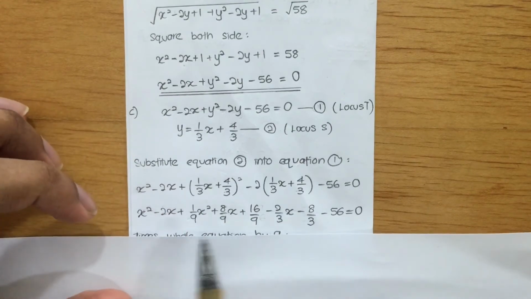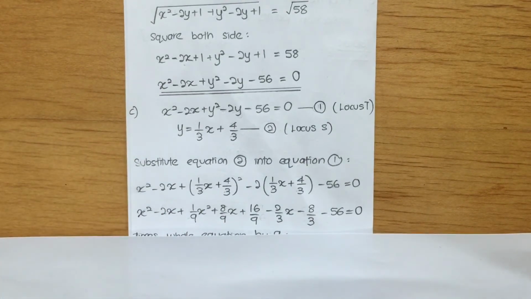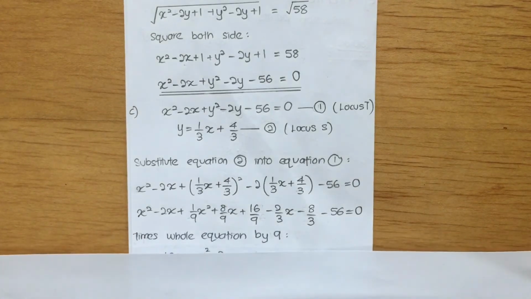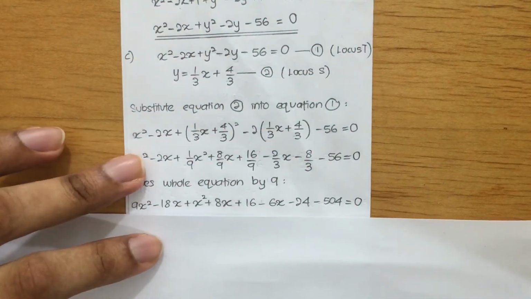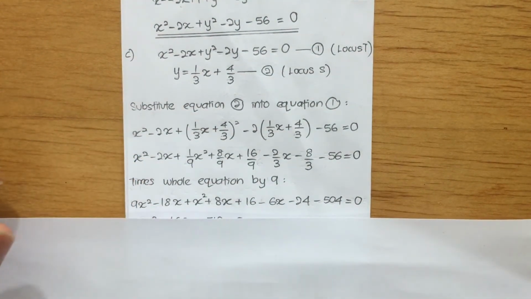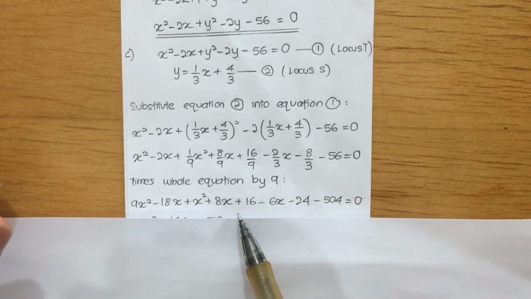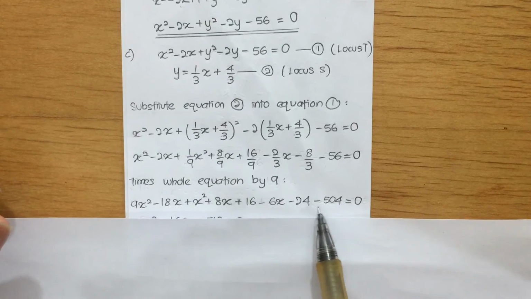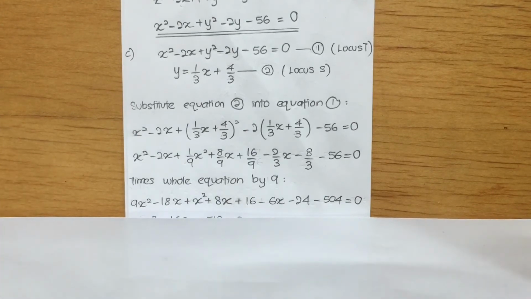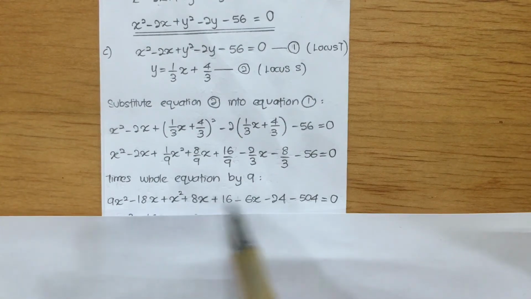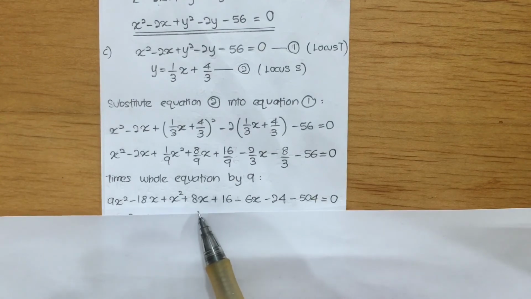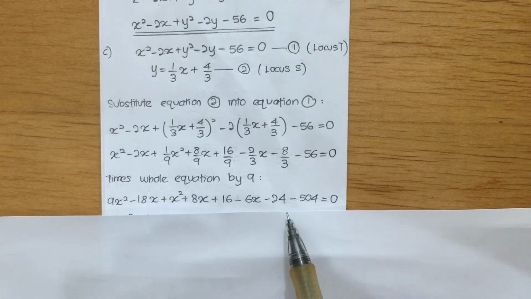You can find that there are many fractions involved here. So what you can do, guys, is eliminate the fractions by multiplying the whole equation by 9. When we multiply the whole equation by 9, this is what we get: 9x² - 18x + x² + 8x + 16 - 6x - 24 - 504 = 0. Now we regroup the equation from the degree of 2 to the degree of 1 and then to the degree of 0, which is x to the power of 0.